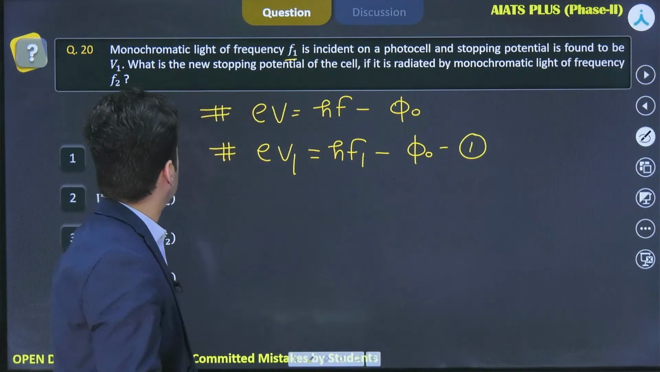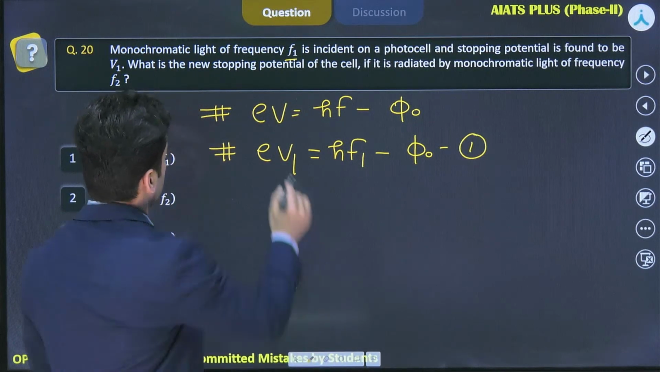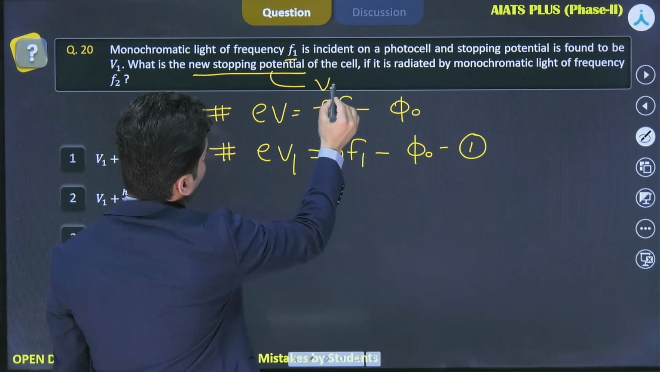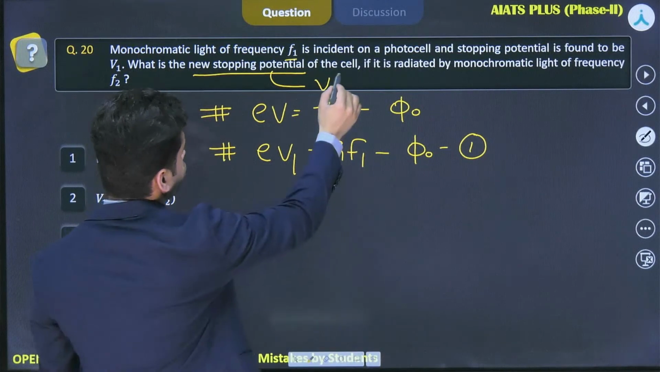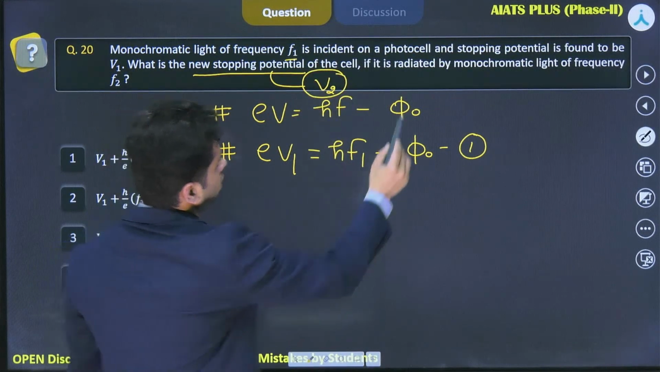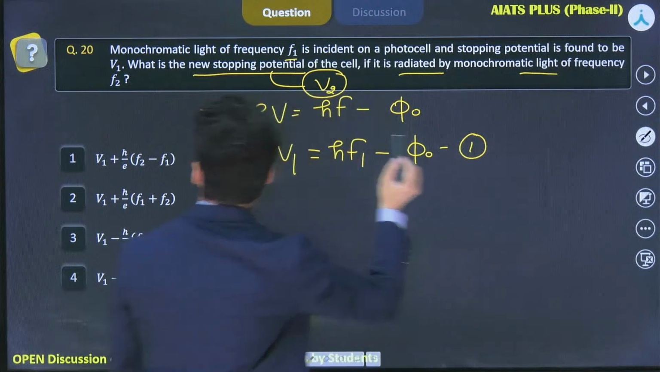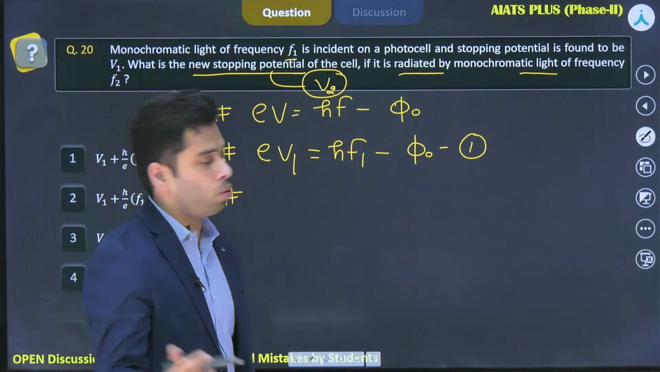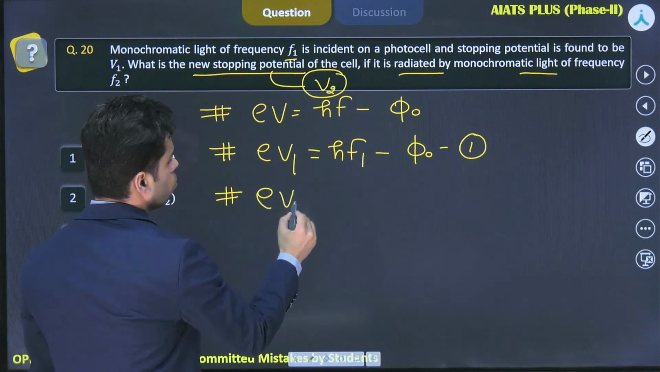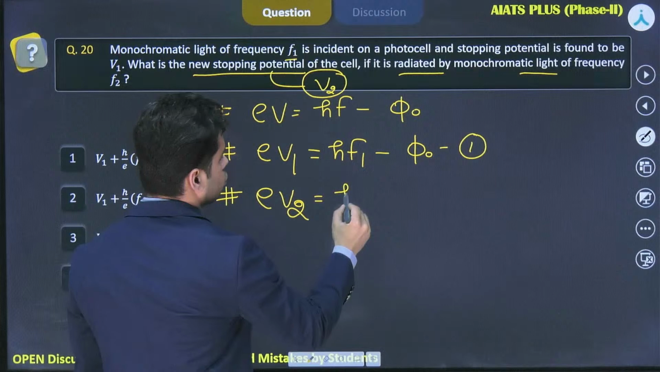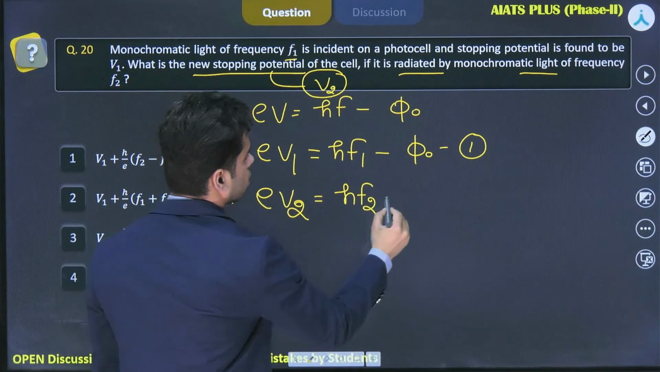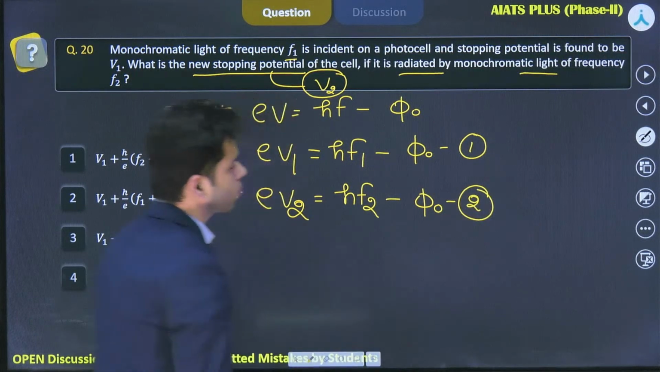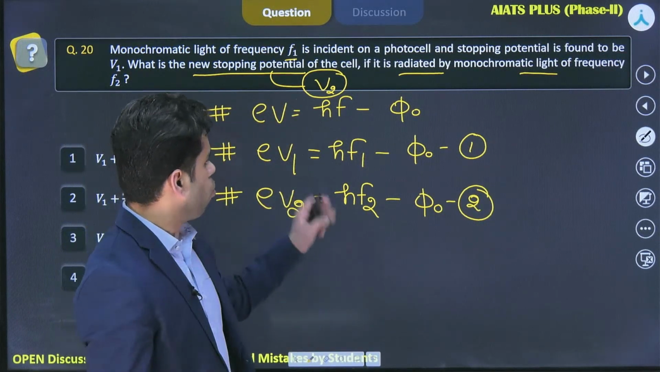Now for the second case, what is the new stopping potential of the cell? Let me assume that the new stopping potential of the cell is V2 if it is radiated by monochromatic light of frequency f2. So I can write eV2 equal to hf2 minus phi naught. This phi naught is going to remain the same because this is the property of the material. So I have two equations, 1 and 2.